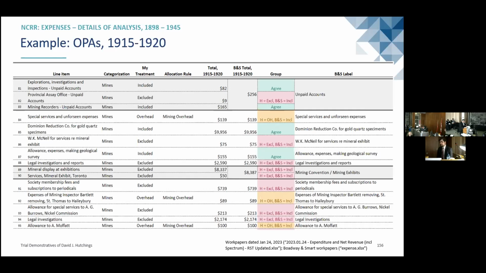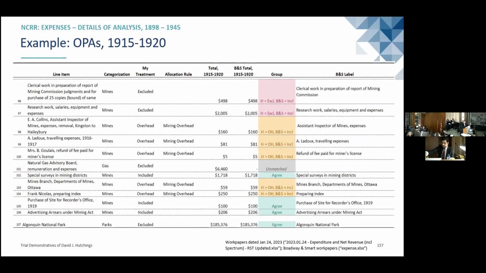That's line item 91 as well, society membership. Line item 93 is an allowance for special services for the Nickel Commission. Line item 94 is a legal investigation. Those fall under that same bucket. I'm only aggregating because I think we can also see the dollar amounts now, as you've helpfully pointed out to me, Mr. Schechter, that $9 doesn't add up to very much.